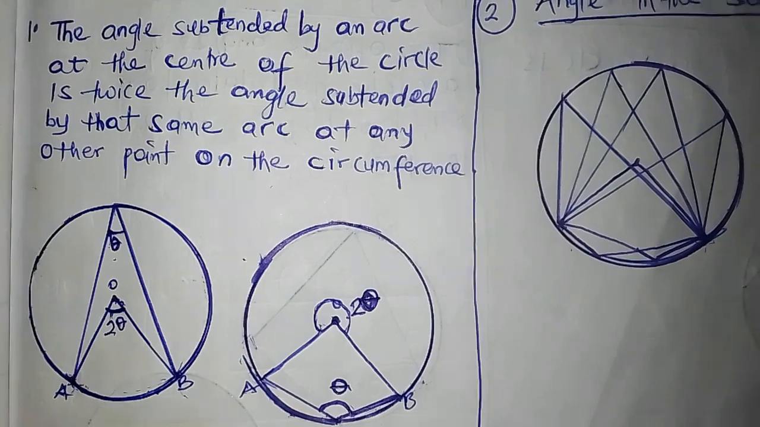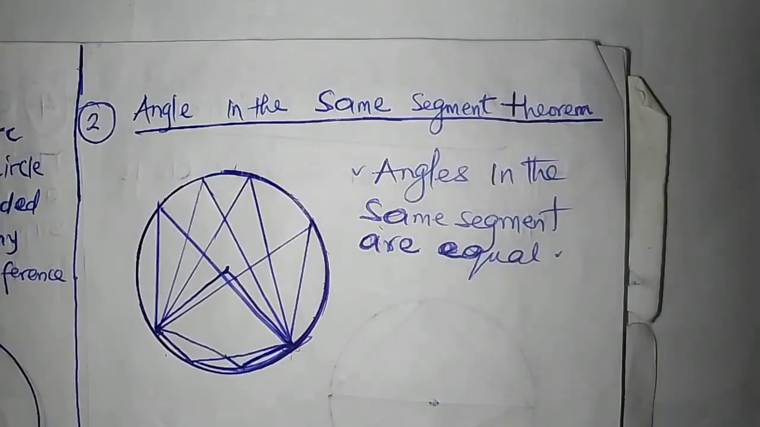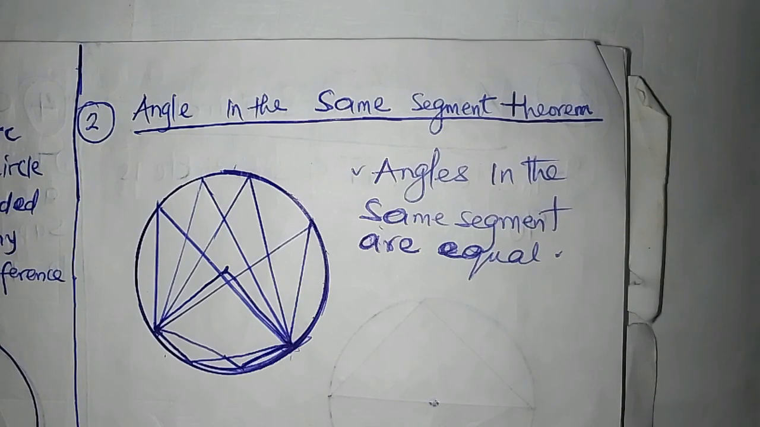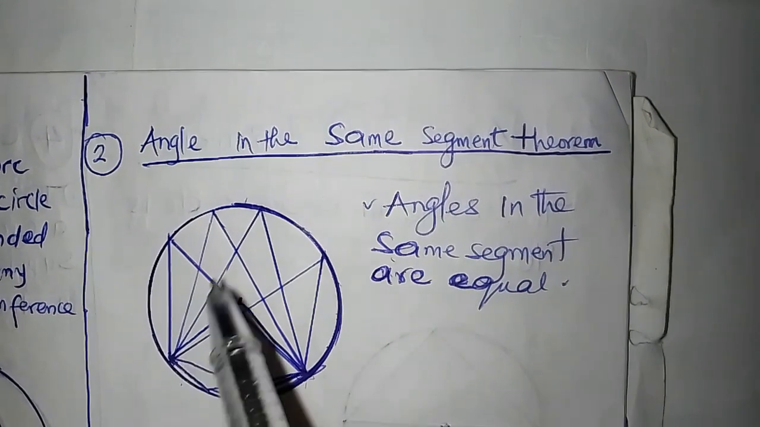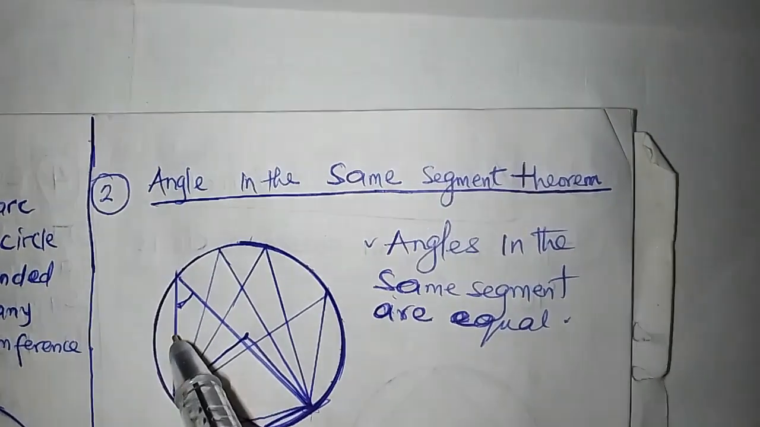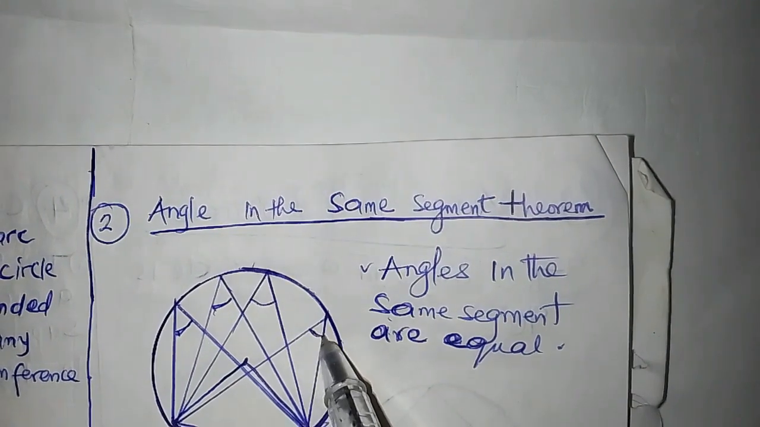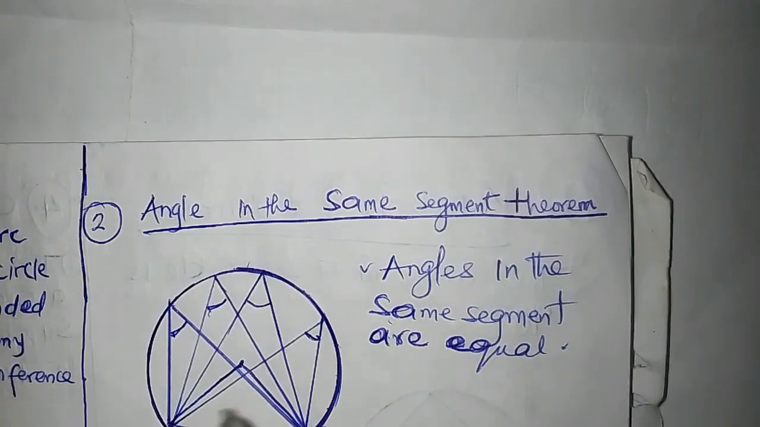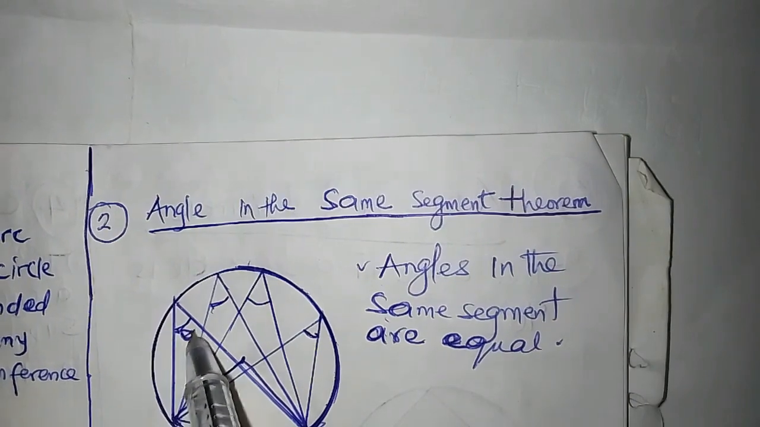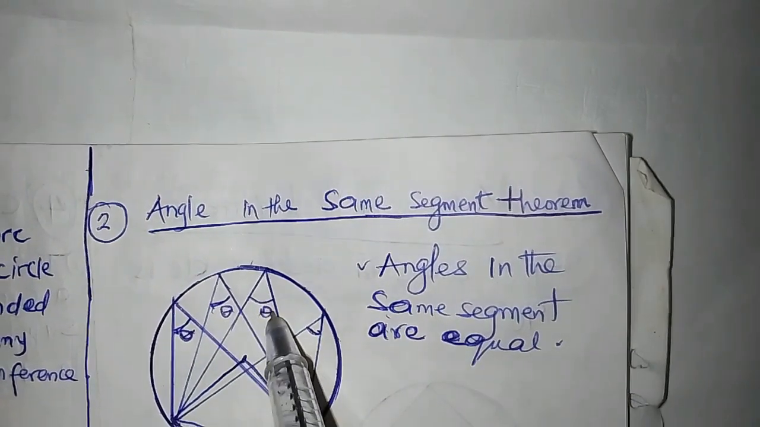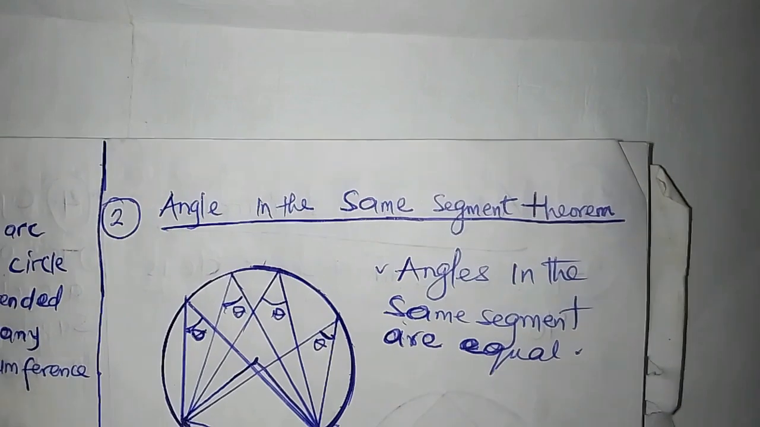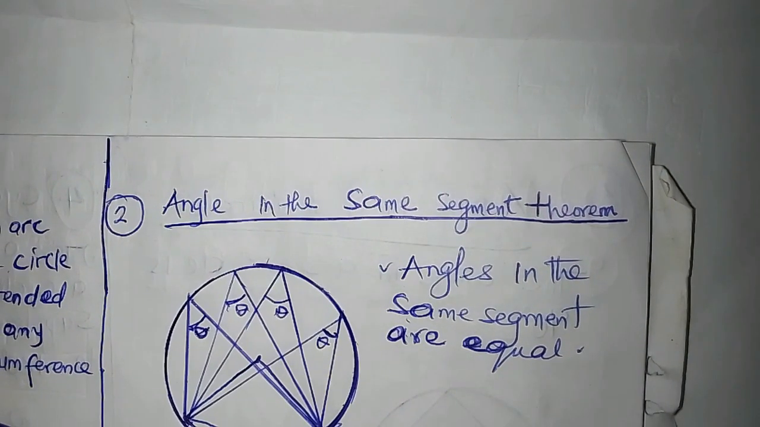Now let's see the second theorem. So the second one we are going to consider is the angles in the same segment theorem. The rule says that angles subtended in the same segment are equal. So you can see that all of these angles here and this, all of them are in the same segment. So if here is theta, definitely all others will also be what? Theta, since angles in the same segment are equal.